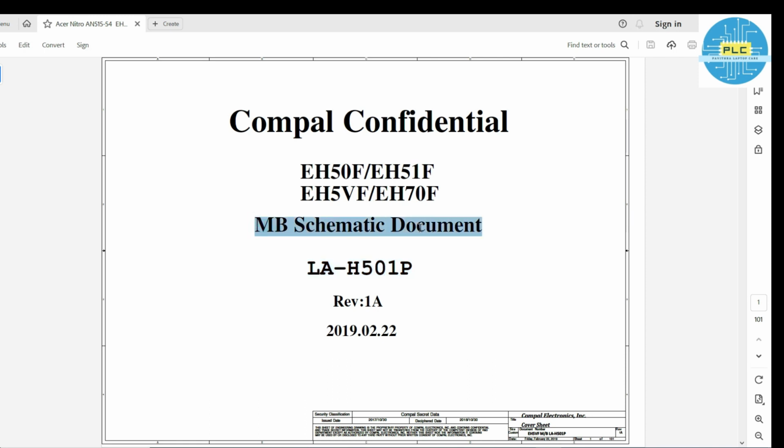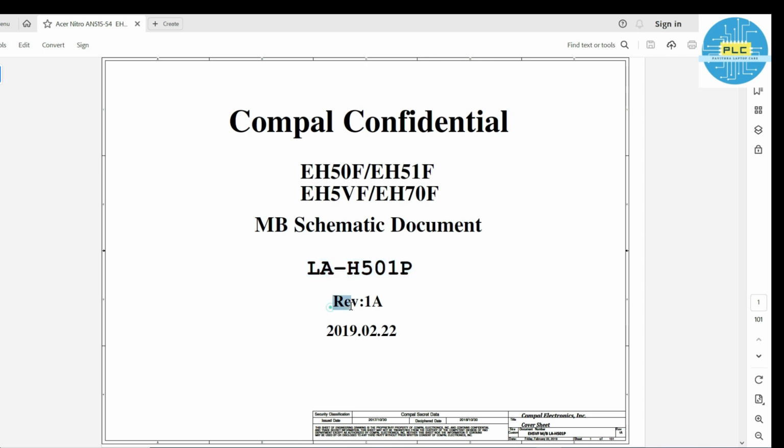This one is the motherboard schematic document, Compal Confidential. Compal is a company. They made confidential data of this particular motherboard. The revision is 1A. They release a revision every 6 months or 1 year; if any modification is there, they will release it as a revision. Understood my point?